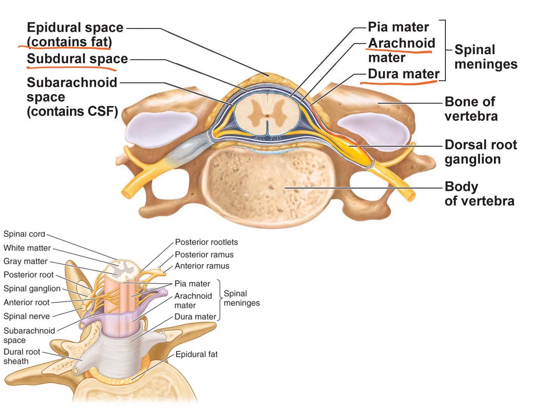And finally, the innermost layer that is directly adherent to the spinal cord itself is the pia mater. The pia mater is impermeable to cerebral spinal fluid. The pia mater will also follow the contours of the spinal cord.